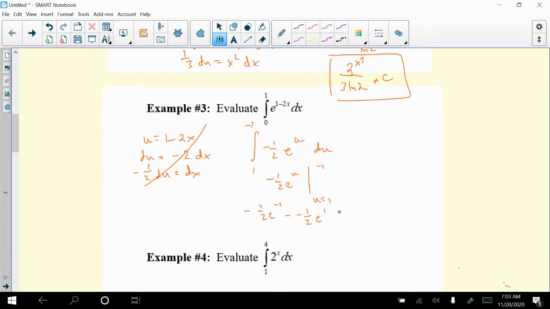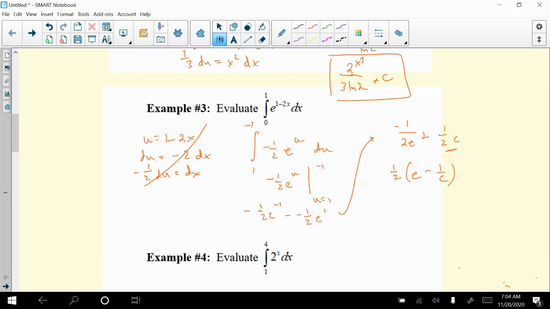E to the negative 1, if you want to write it as an exponent that has a positive value, you could do that. So it's like negative 1 over 2e plus 1/2 e. If you want to factor out the 1/2, you could do that as well. I mean, it's really however you want. And if you want to put that e first, you can say it's e minus 1 over e, that's fine too.